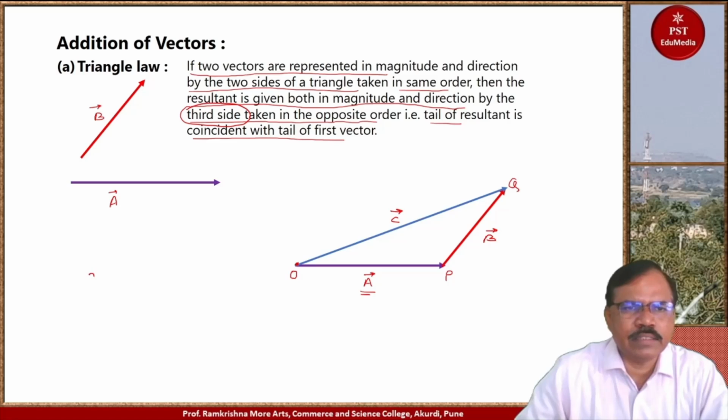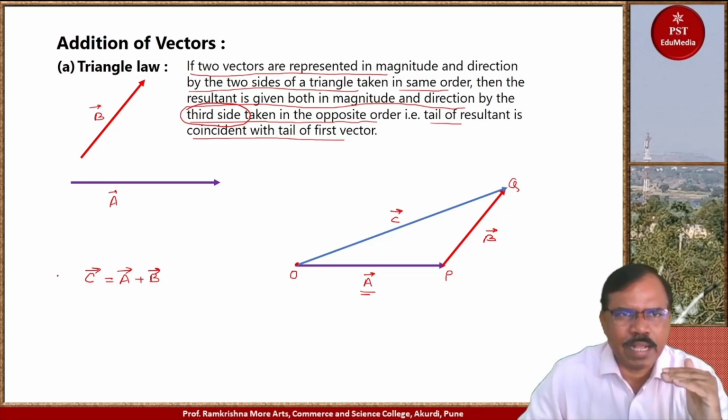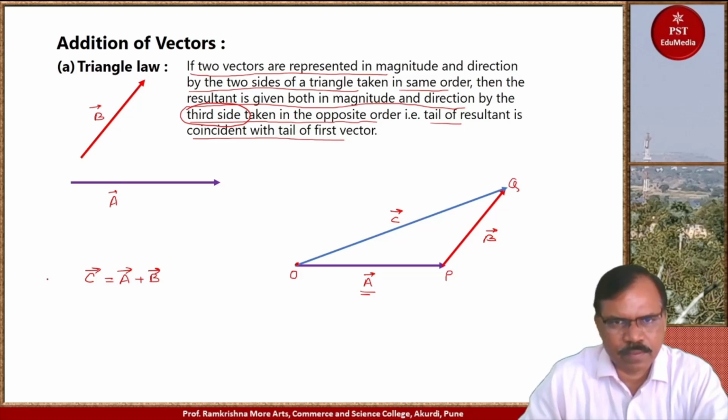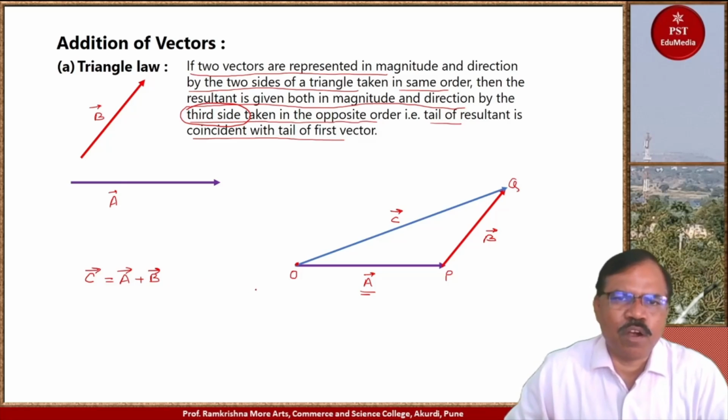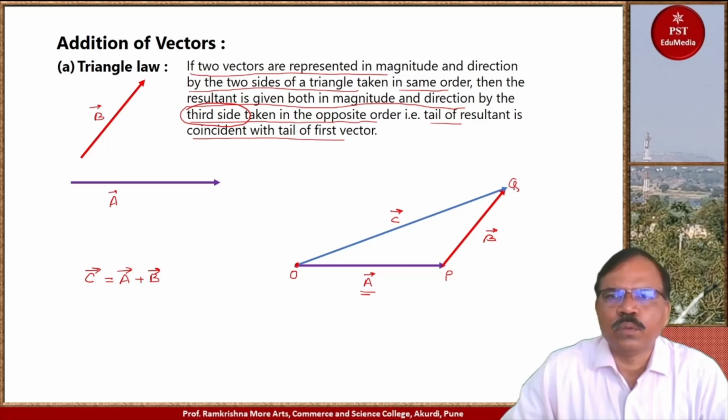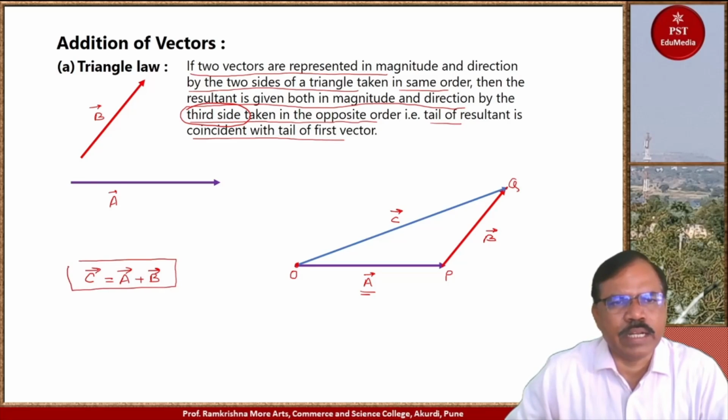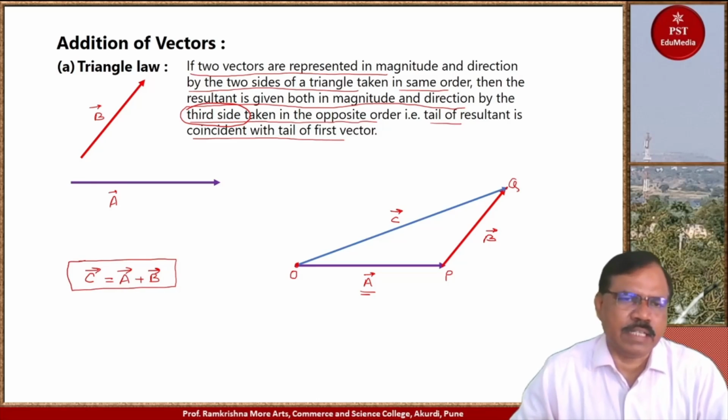Now here we take vector C is equal to vector A plus vector B. So we have to take addition of two vectors, that is A and B. So first vector it is A, that is along OP. Then start second vector from point P, that is tip of vector A, and then take resultant of this from tail of vector A to end point of vector B. This is resultant and this is given by this equation. Vector C is equal to vector A plus vector B.